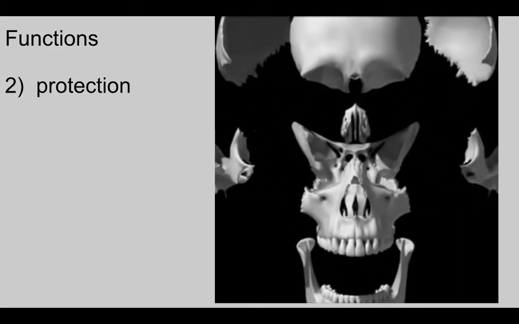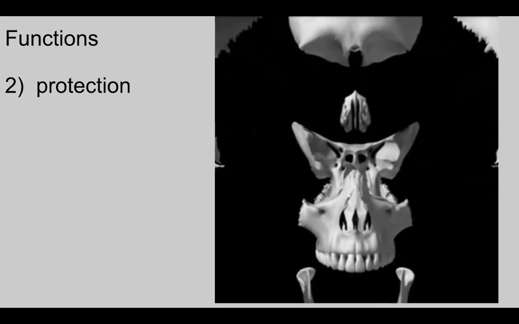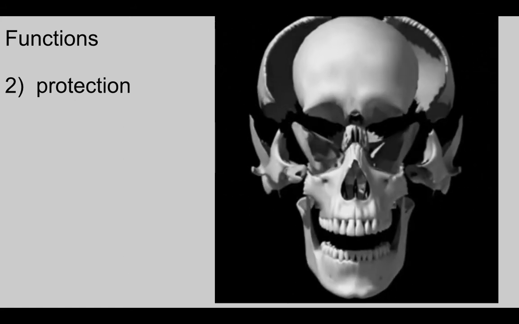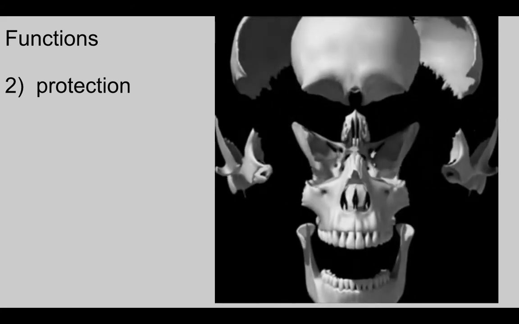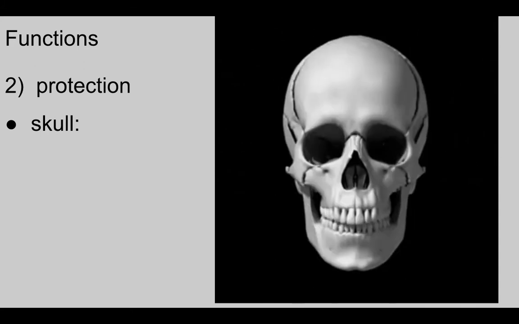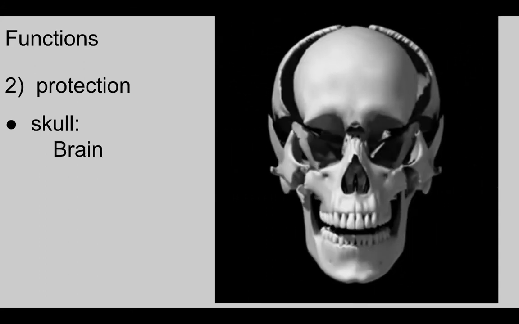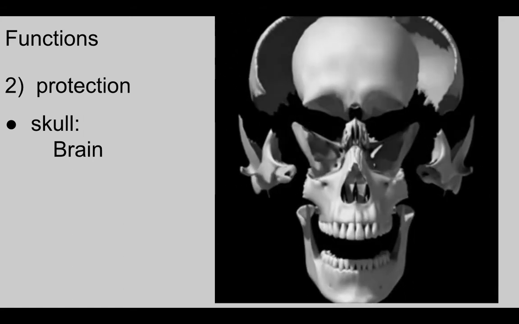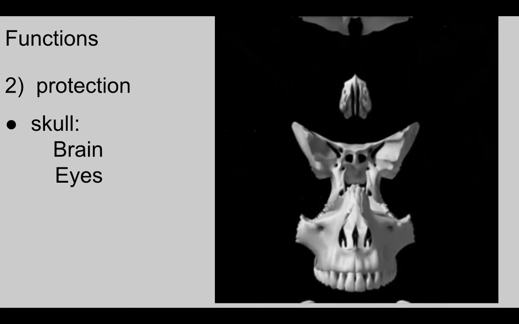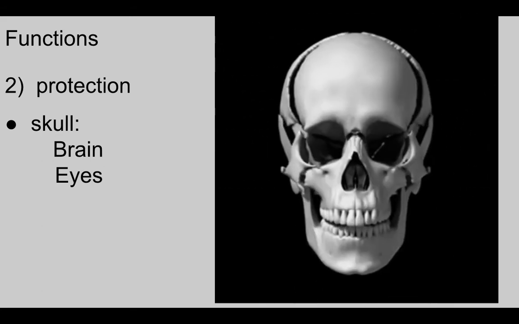The second function is protection. Love that skull. And each of the bones comes out. Actually, we might use that because it's really easy to see the different bones. Anyway, it's for protection. So for example, the skull. What does the skull protect? Of course it protects the brain. However, there are other things in there that are critical that your skull also protects, such as your eyes. Now, obviously not from the front, but from the side, the eye socket.